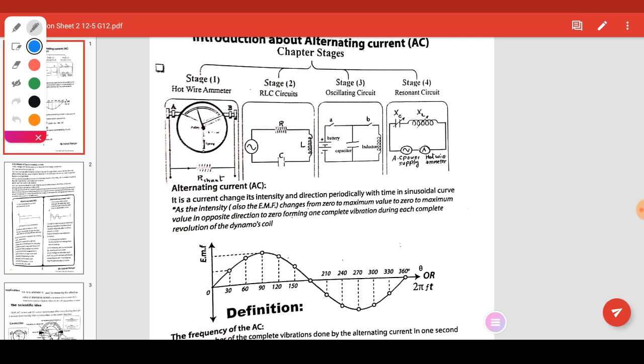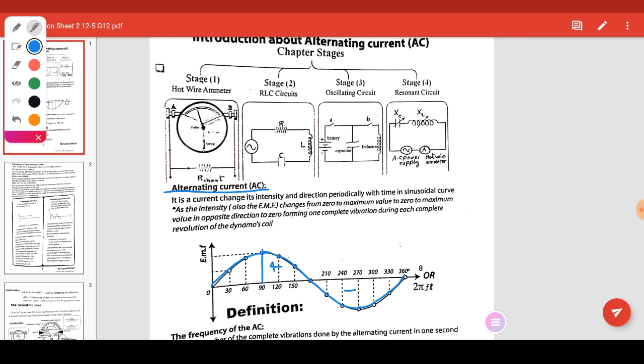At first, what do you know about the alternating current? Alternating current. It is the current which changes from zero to maximum in each quarter cycle, then returns to zero in the second quarter cycle, and moves to its maximum value and reverses its direction. This is the positive direction, this is the negative direction, and it returns to zero again.